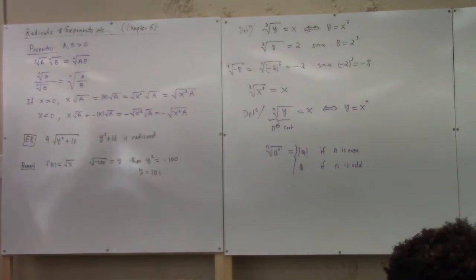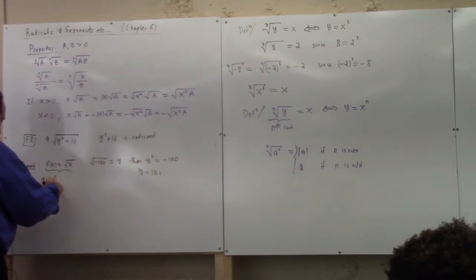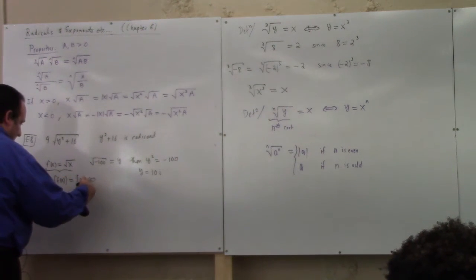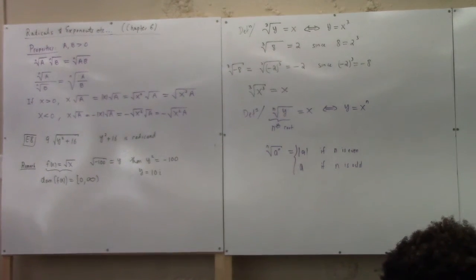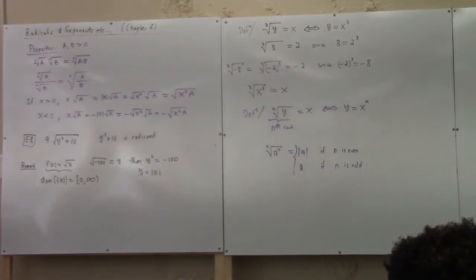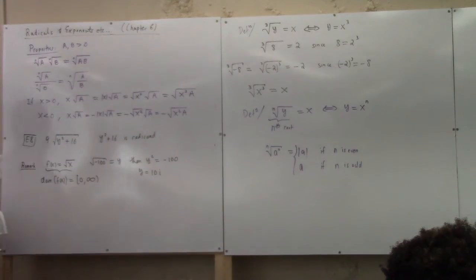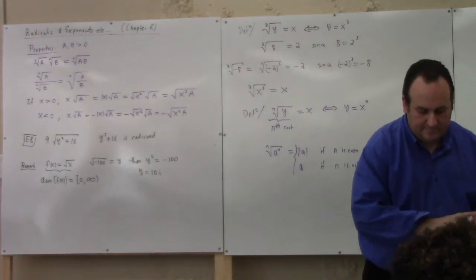So the domain is 0 to infinity. We can only take the square root of a positive number or 0. What's the square root of 0? 0. Very good.